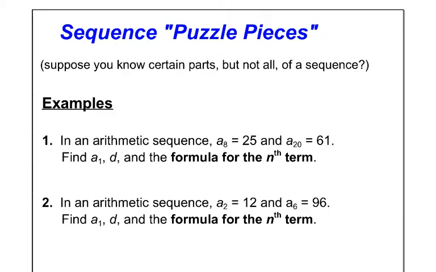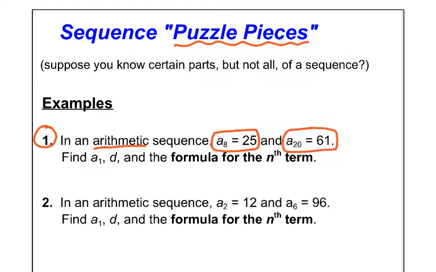Well, what comes back from time to time, especially on standardized tests such as the ACT and SAT, is this idea of puzzle pieces. Where what if I give you different parts of the sequence and you need to get information out of that? For example, on number 1, what if you just know certain parts but you don't know all of it? I do know it's arithmetic, and that's really important. And I know the 8th term is 25 and the 20th term is 61.